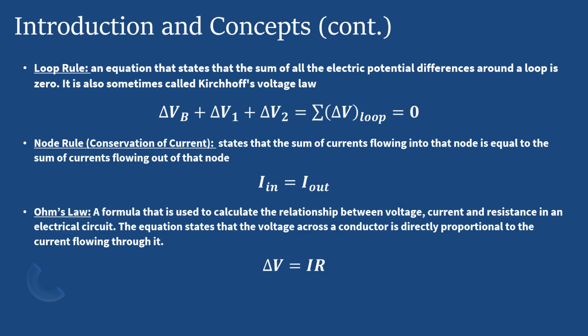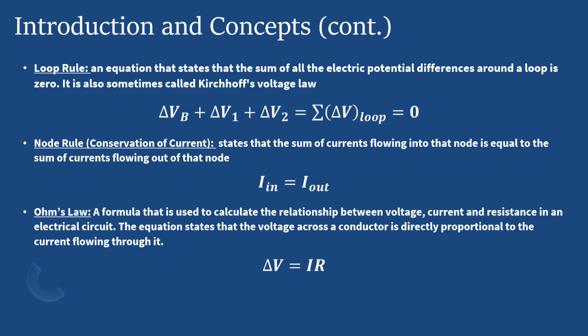Here are some of the concepts that I used for the lab. The loop rule is an equation that states the sum of all the electric potential differences around a loop is equal to zero. The node rule, also known as the conservation of current, states that the sum of current flowing into the node is equal to the sum of current flowing out of the node, as shown by the equation here.